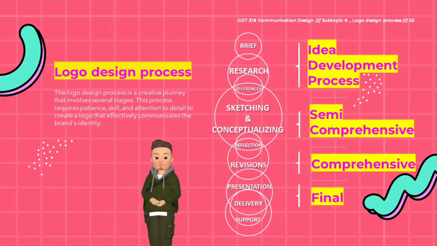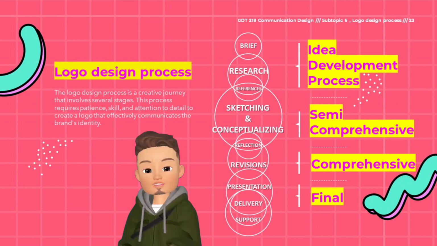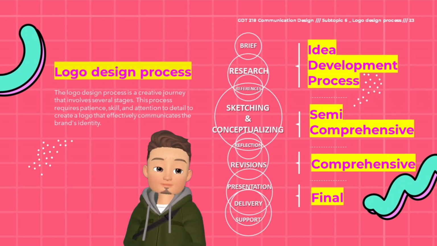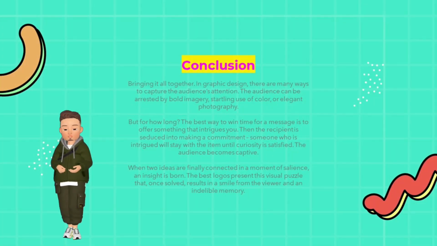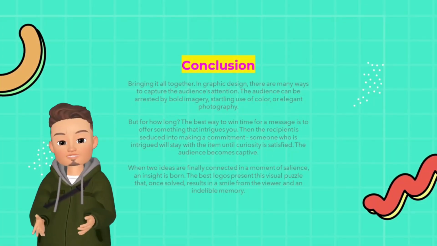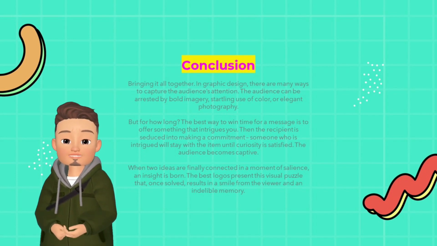The logo design process is a creative journey that involves several stages. This process requires patience, skill, and attention to detail to create a logo that effectively communicates the brand's identity. It can be divided into several processes, which are idea development, semi-comprehensive, comprehensive, and final. The conclusion is it takes all together in graphic design.